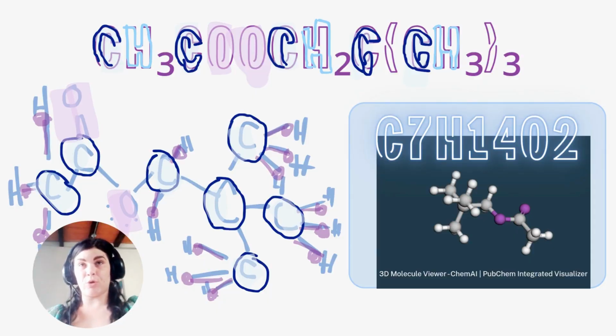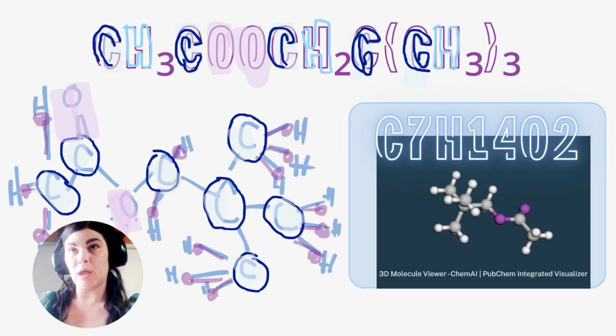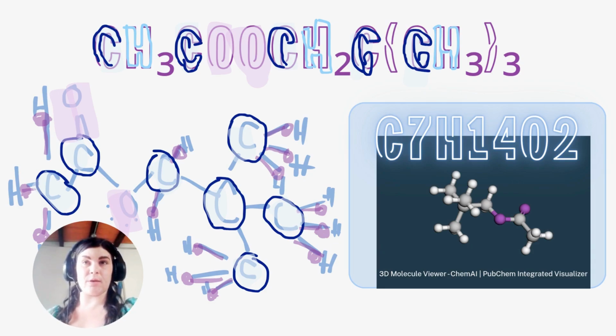So when we're drawing this molecule, the first thing that we want to remember is that there are going to be 7 carbons, and we're going to have 14 hydrogens. We're going to have 2 oxygens. One of them is going to be a carbonyl oxygen, and one of them is going to be an oxygen that is attached to that carbon.